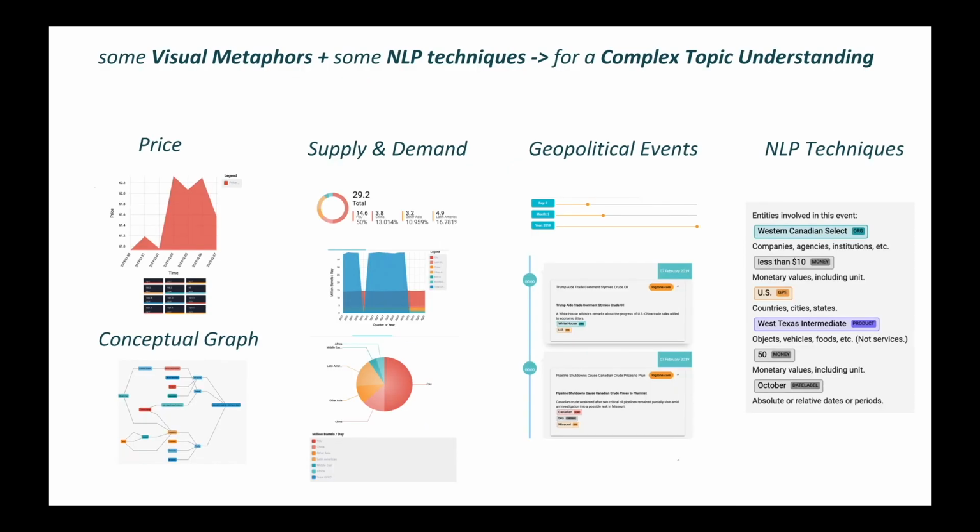This interface brings NLP techniques and visual metaphors to aid the understanding of the user. Time series for price data, and sliders to check the evolution and understand the cause of change, a conceptual graph for influential factors, visual charts for supply and demand, timelines for the order of events, and NLP techniques for news articles. I hope that this interface could help an analyst gather data and maybe help him a little bit in his decision-making process. Thank you so much for listening.